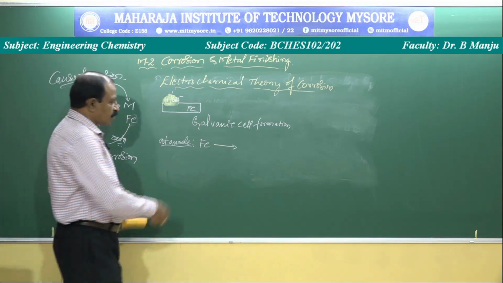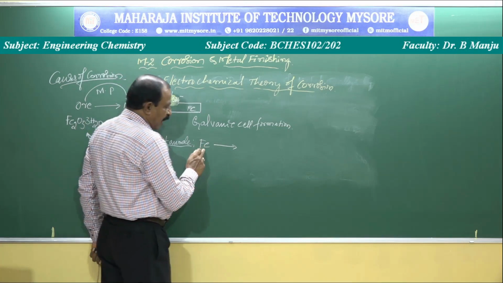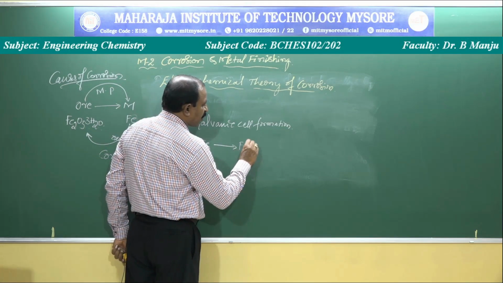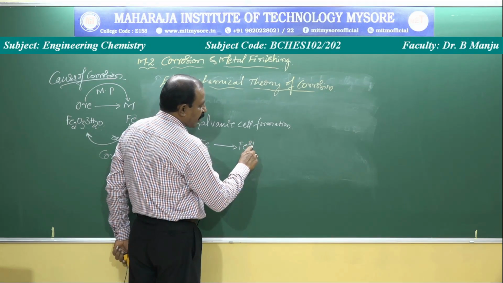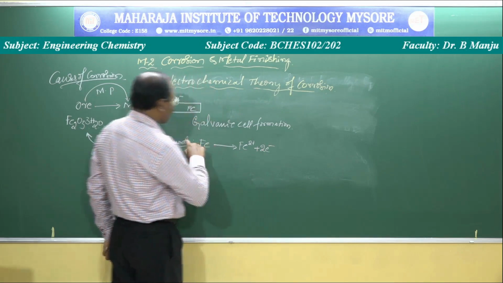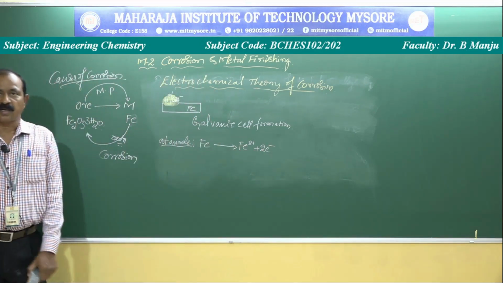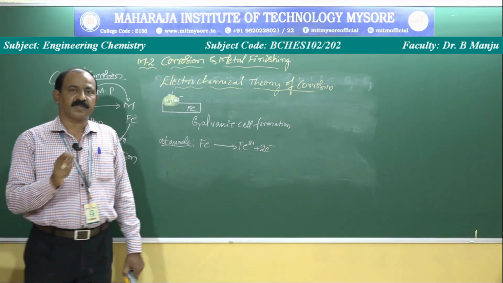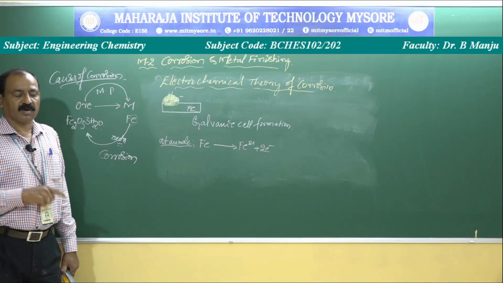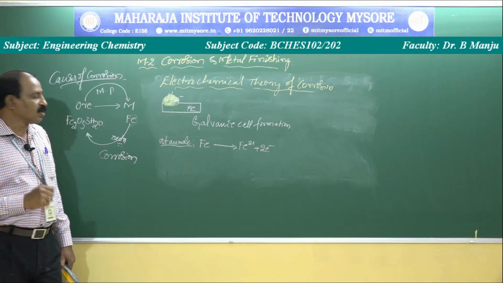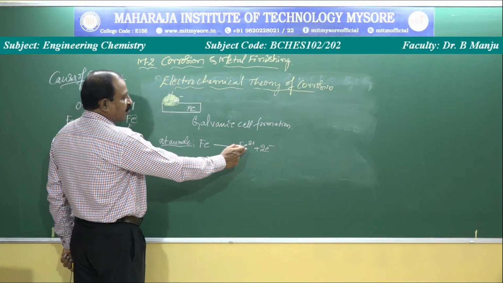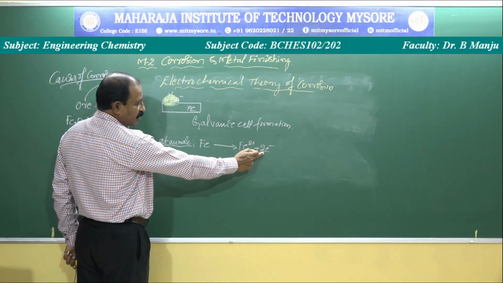Now oxidation, the removal of electrons: the iron metal undergoes oxidation and converts into Fe2+ ion, the ferrous ion, plus the liberation of electrons. Removal of electrons is the oxidation. Oxidation always takes place at anode, reduction always takes place at cathode. Electrons always transfer from anode to cathode. So the anodic reaction is iron converted into Fe2+ plus 2 electrons.